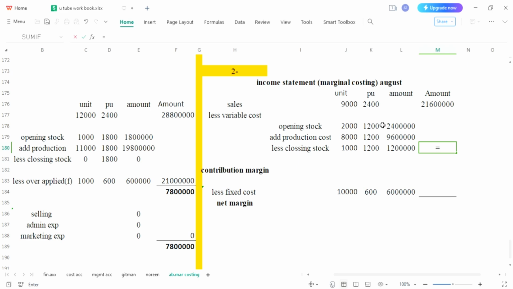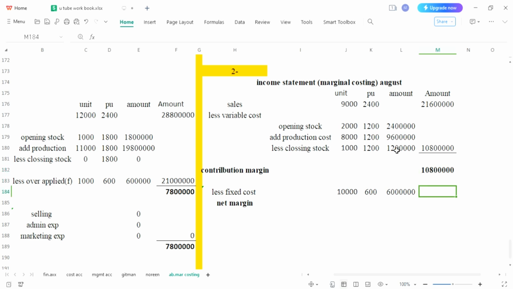Very first thing is opening stock 2400 and you need to add your production cost which is 9600, and then you will subtract your closing stock which is 1200. In this way your total variable cost has arrived. It's time to calculate our contribution margin. How would we calculate contribution margin? It is the difference between variable cost and sales. Amount of sale 2160 and you will subtract your total cost 1080. So in this way 1080 is your contribution margin.